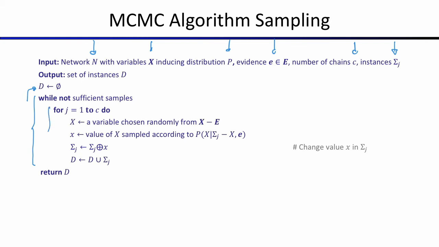But here we're going to iterate over the different chains, and for each chain I will do the transitioning according to the Gibbs distribution. So select one variable at random that's not evidence, sample a value little x. I'm going to change the current instantiation by changing the value of the variable x to this little x, and I'm going to put that sample into the data set.